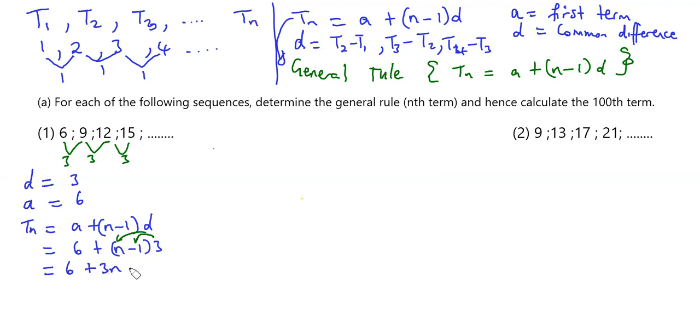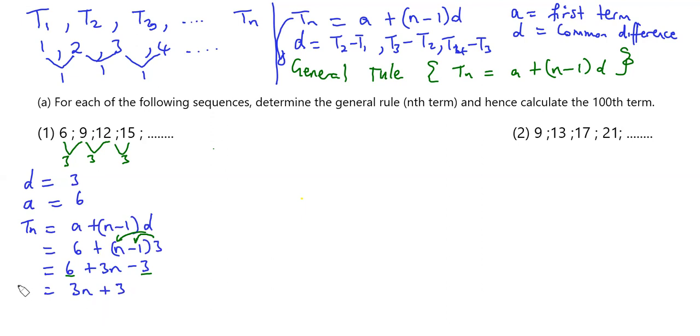3 times negative 1 is going to be minus 3. So now you can subtract, these are like terms. You've got 6 and 3. They are like terms. They don't have any variable with them, so you can actually work them out. So here it's going to be 3n minus 3 plus 6, which is plus 3. So this is going to be your general term.